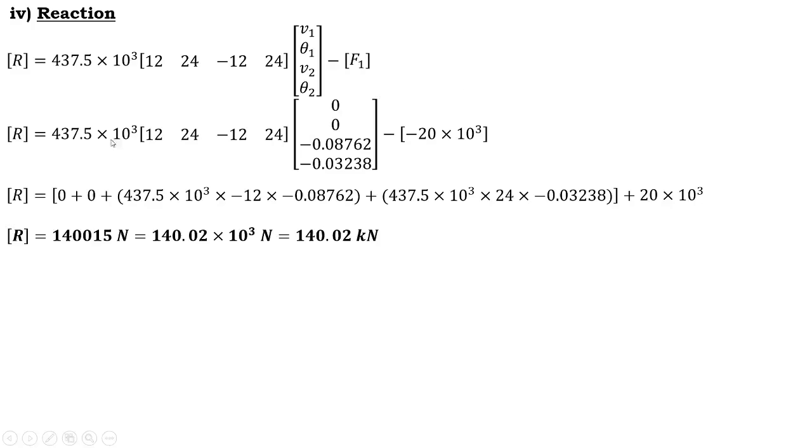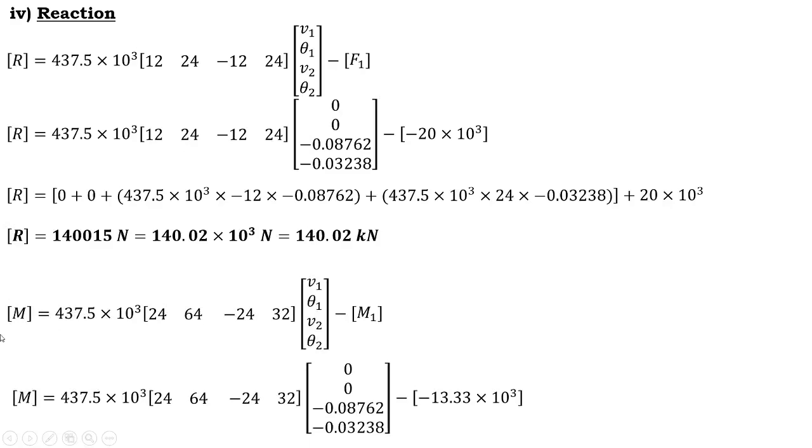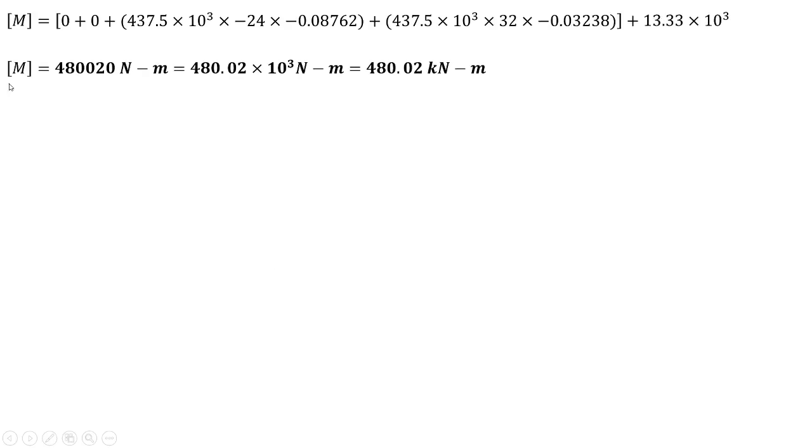So when I substitute all those values and do the simplification, I'll get the reaction at the fixed end which is 140 kilonewton meter. Similarly, consider the second eliminated row and take my right hand side to the left hand side, it will become minus M1. Therefore, after substituting all the values and simplification, I'll get the moment reaction at the fixed end. It is the value of 480.02 kilonewton meter. So these are the reactions we have calculated.